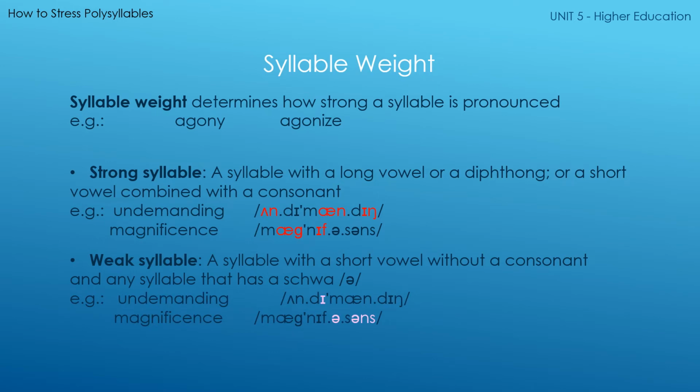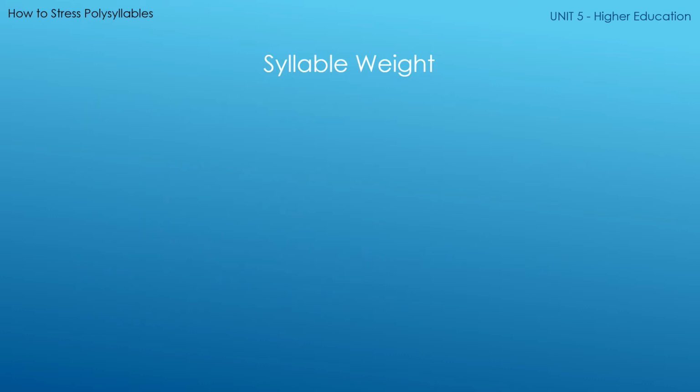Apparently, back to the point, according to the theories, agonize has a strong syllable, since the end of the word has a long I sound. On the contrary, agony has a weak syllable. Next, I want to show you some examples for short and long vowels.